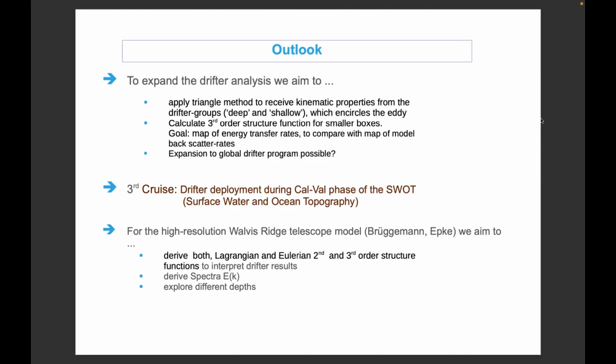Then there will be a third cruise, which will be during the Cal/Val phase of SWOT. And finally, very important is the reference: for the high resolution Walvis Ridge telescope model, we aim to derive both Lagrangian and Eulerian structure functions, because this is important to interpret the drifter results. We did it in a PhD; Ilmar starts to do it for the Gulf Stream. Then spectra, and we would possibly look at different depths. Thank you.